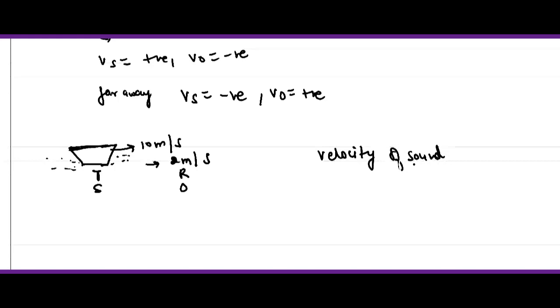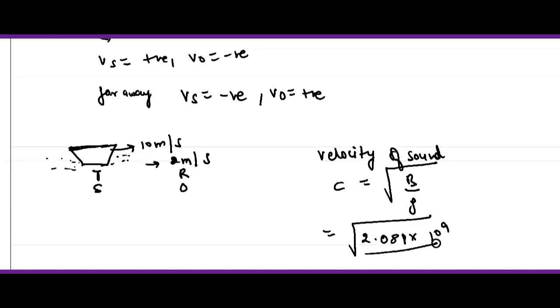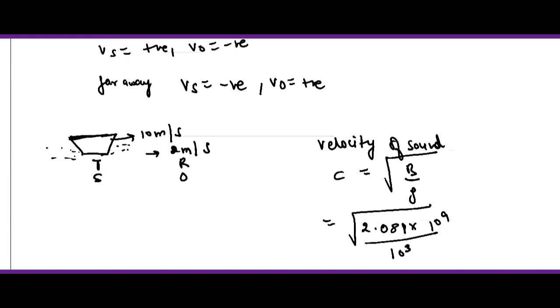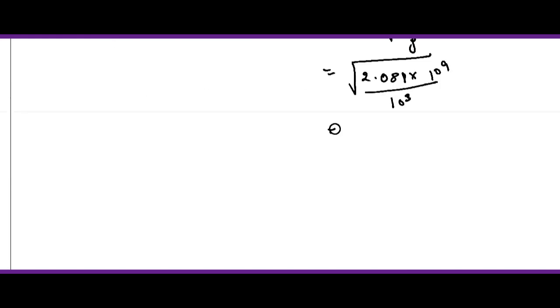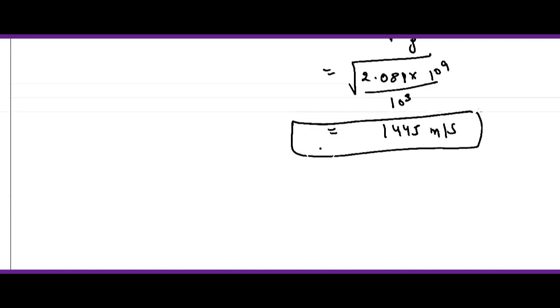So now first let us find the velocity of sound. The velocity of sound here is what? C is equal to the square root of bulk modulus divided by rho. So that is equal to the square root of 2.088 into 10 to the power 9 divided by 10 to the power 3. So that will give us 1445 meter per second. So this is our value for C, that is the velocity of sound.